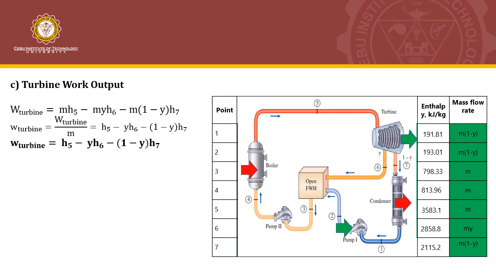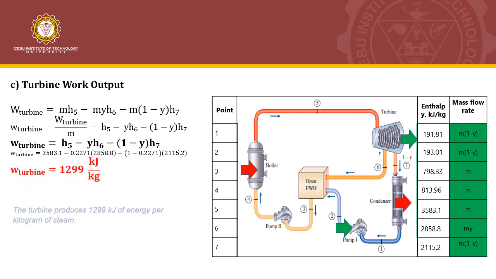So we just substitute the values that we already have so far so that we can get the value of the turbine work output, and that is 1,299 kilojoules per kilogram. So the turbine produces 1,299 kilojoules of energy per kilogram of steam.